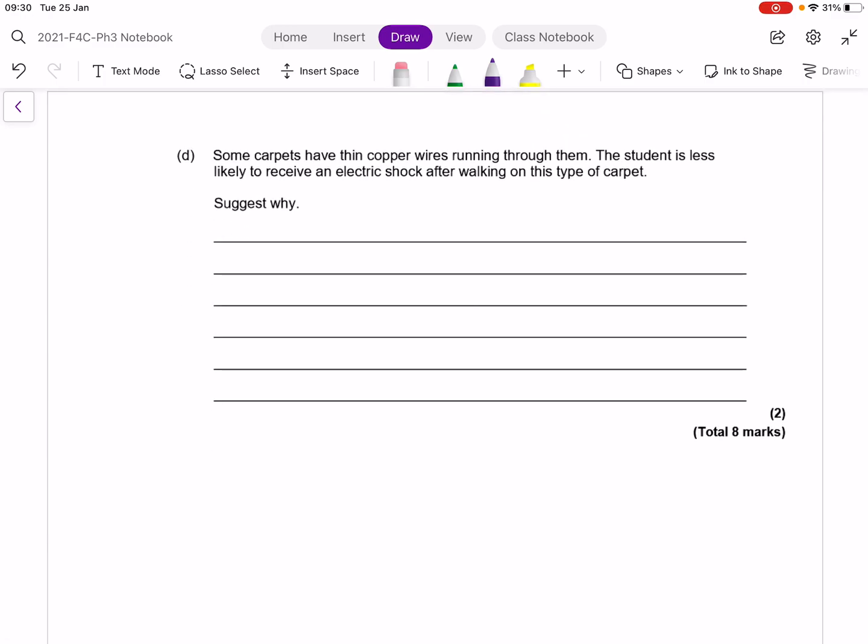Why do we have thin copper wires? Well, copper's a conductor. And so what this means is, if the student does try and rub their feet along the carpet or whatever, well, the charge won't really build up because the conductor will just allow the charge to flow away. So charge cannot build up.